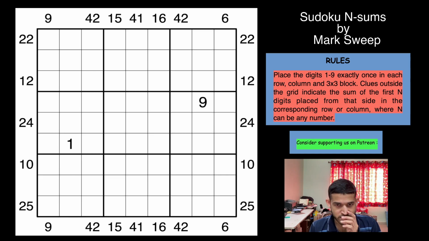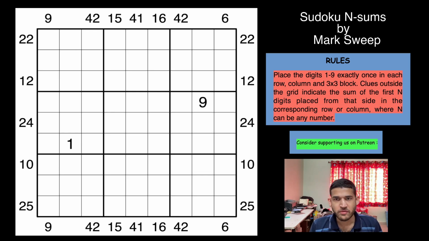If you take, for example, this 15 clue, you have to reach 15 by summing up digits starting from this direction, and digits may also be single cell. For example, you can have a 6 here and satisfy this clue. So these are the rules. An excellent Sudoku. Let's start it now.